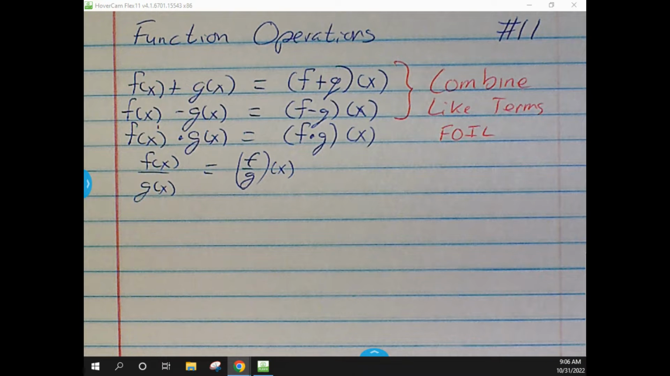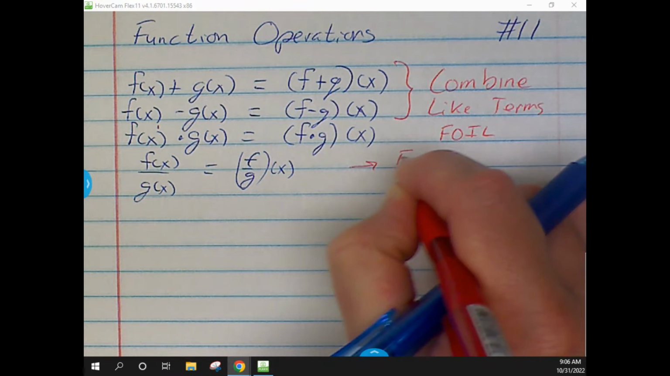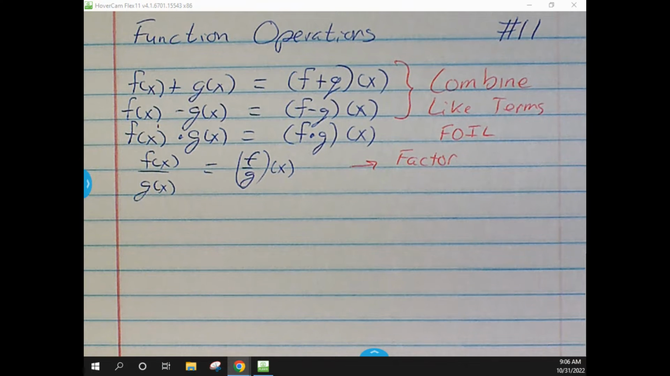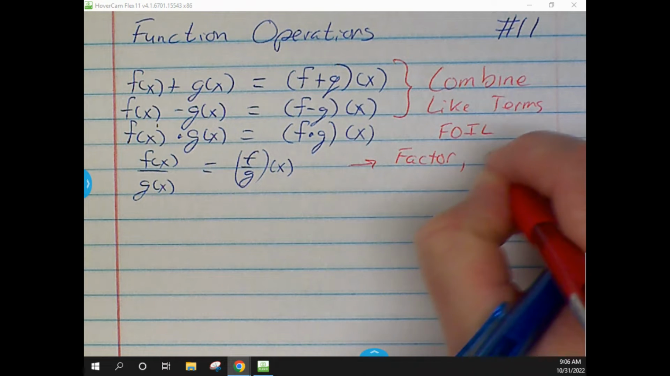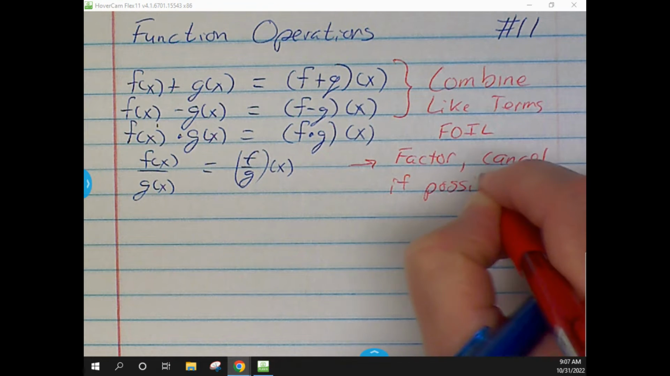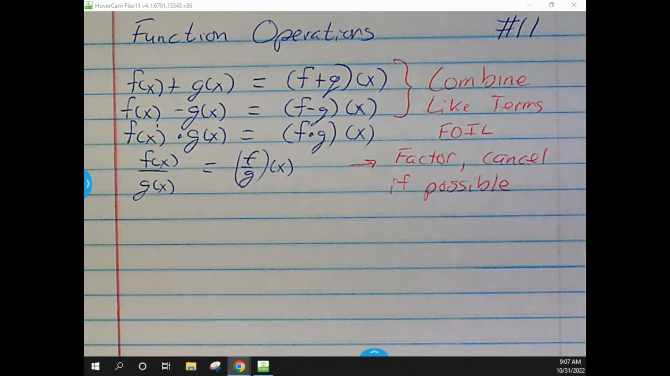And division is actually not division. It's actually factoring. So you're going to factor the numerator and the denominator, and then you're going to cancel if it's possible. So addition and subtraction, they're what they are. Multiplication, it is what it is. But division, a lot of times, it's not actually even division. It's really more factoring and canceling than it is anything else.